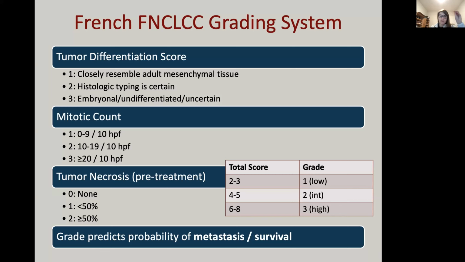So you give these points, 1, 2, or 3, 1, 2, or 3, and 0, 1, or 2 for each of those indicators. You come up with a total score, and then you get a grade. And in this case, as I said, intermediate grade or grade 2 generally clinically sorts with the high.